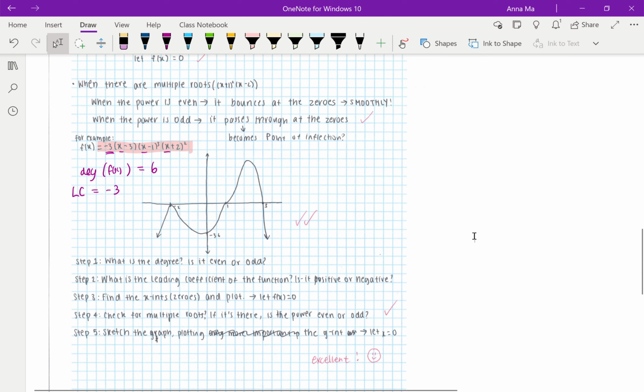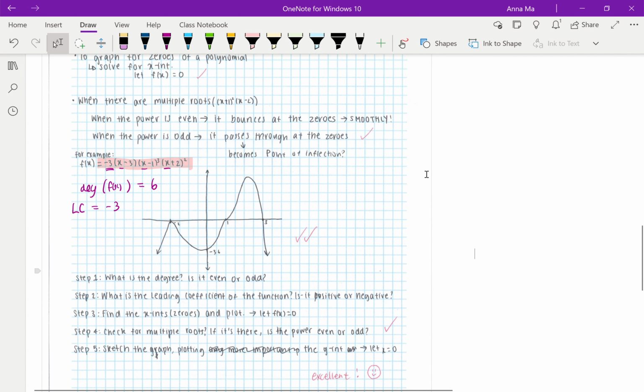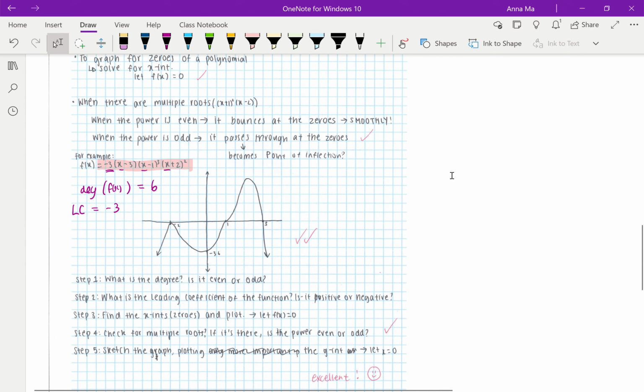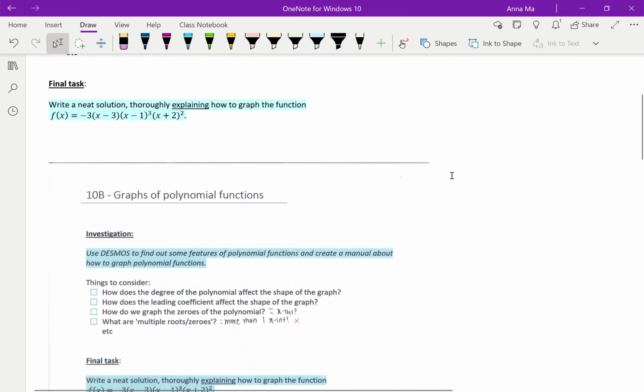Yeah, it's pretty much the same thing as I wanted to say, but she's organized it in a really good manner. So you can copy these notes down, or maybe now that you've got a better idea, you can actually try and go back to the investigation task and try it yourself, or even put it in any better format if it helps for you. But yeah, that's pretty much it for the steps on how to draw any polynomial function.